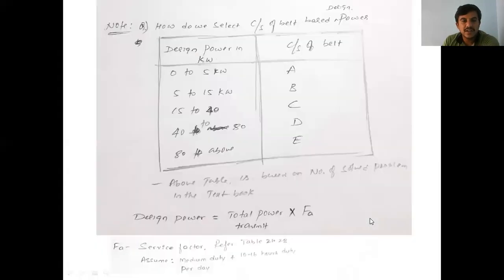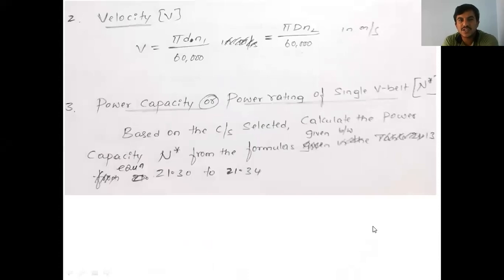Next, after that, second step, as usual, know the linear velocity of the belt. How to determine the linear velocity of the belt? V, the linear velocity of the belt, is equal to the circumferential speed of the smaller pulley, which is also equal to the circumferential speed of the larger pulley. That gets in meter per second. Second step over.